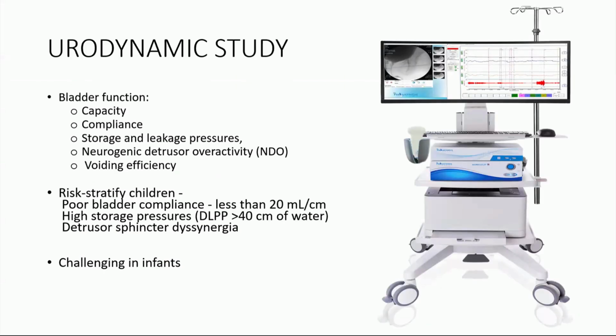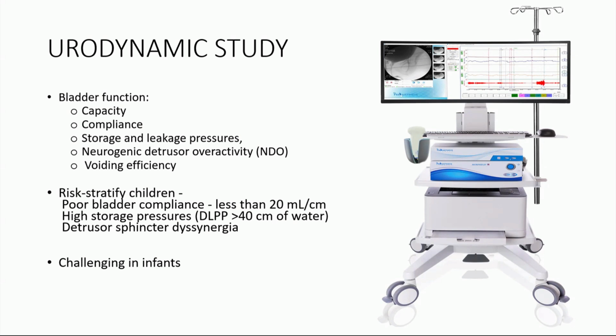The urodynamic studies are the most comprehensive tests to evaluate the bladder dynamics during storage as well as emptying. They provide us information about the compliance, capacity, storage and leaking pressures, neurogenic detrusor overactivity, and the voiding inefficiency. This assessment helps us to stratify children, with the intent to intervene in the patients who are at high risk of progressive bladder dysfunction, the so-called hostile bladder, which is defined as poor bladder compliance, high storage pressures and detrusor sphincter dyssynergia.